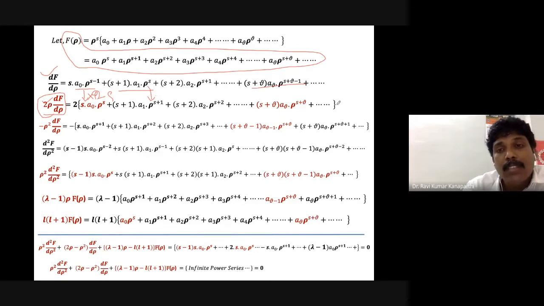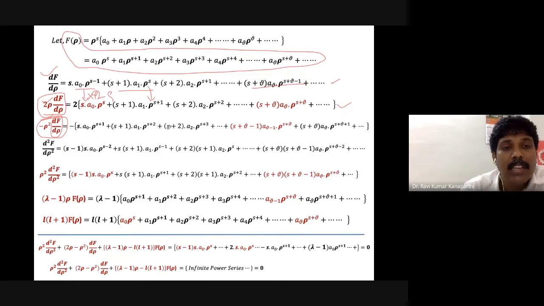So likewise, you can multiply rho with all the terms in the power series. Then similarly the first derivative is also multiplied with minus rho square. This term has to be multiplied with that. So this is done here.